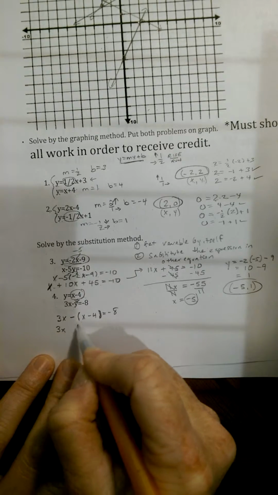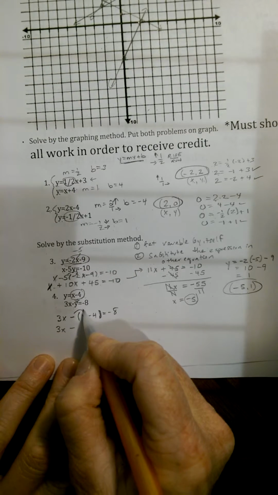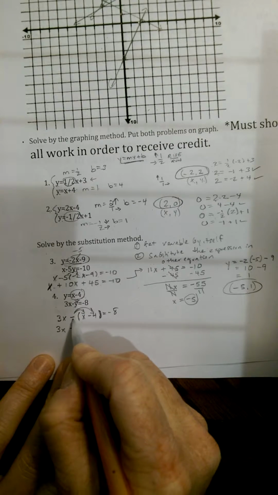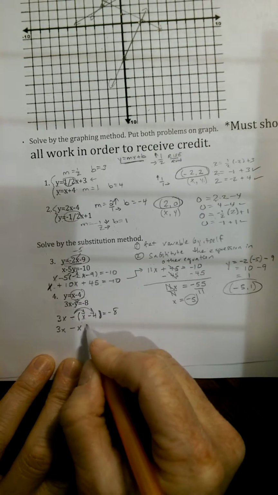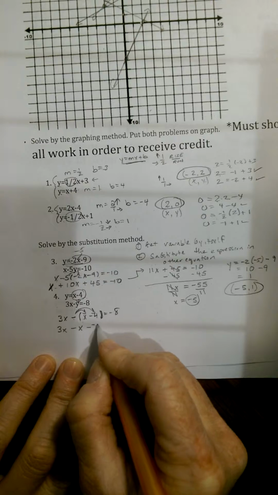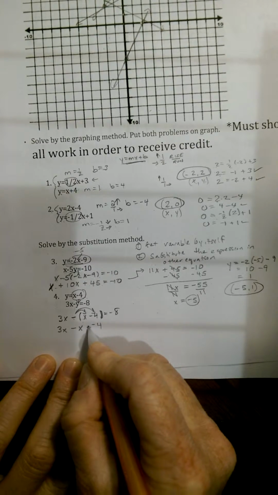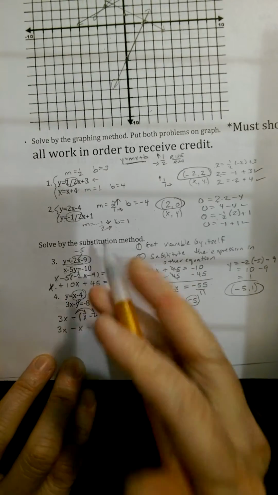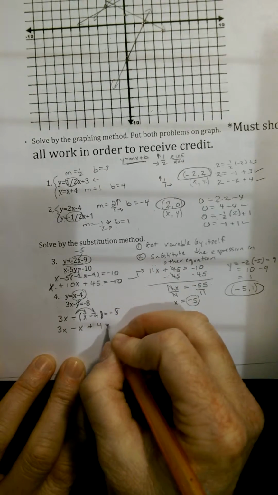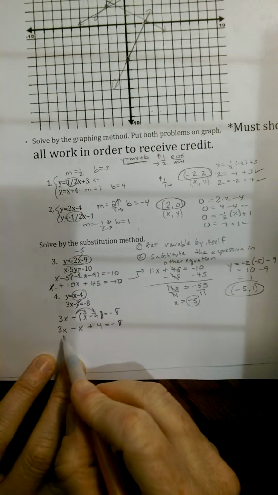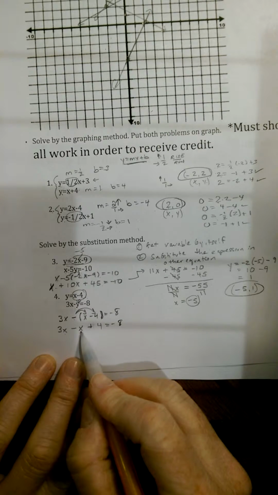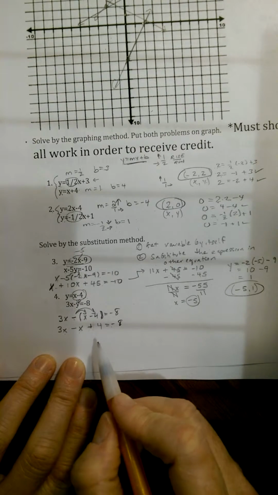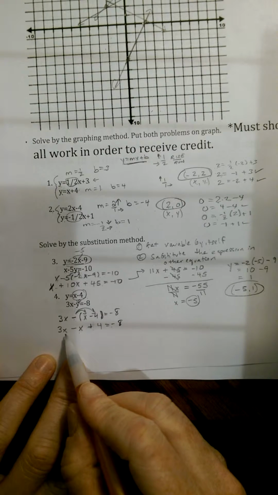Now, I'm going to have 3x minus, I have to distribute that minus to each term. So minus x, and then I'll have minus negative 4, which you should know is the same as x plus 4. So now I have 3x minus 1x plus 4 equals negative 8. So now I'm ready to combine like terms.